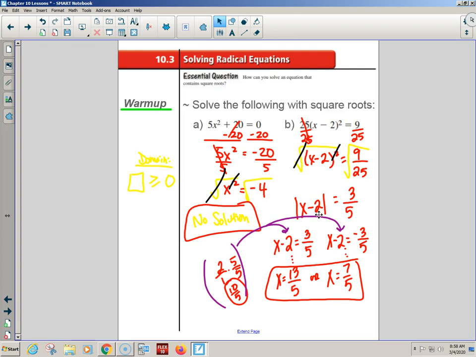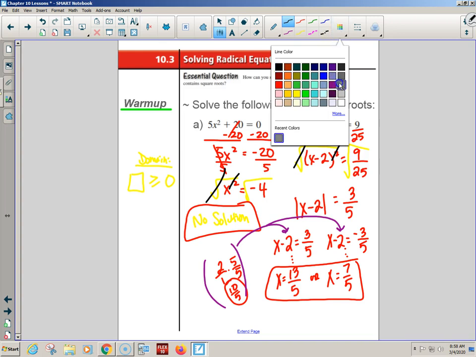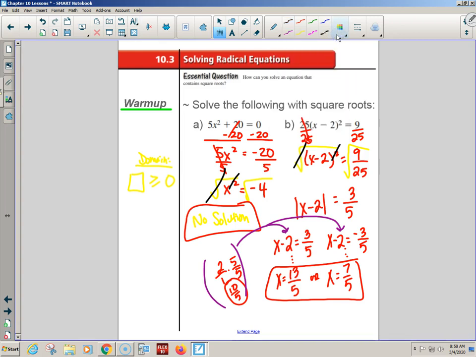Now, some of you, and I can tell from the people that came in after school yesterday, need to be doing things like drawing boxes for yourselves. It makes it so much easier sometimes, meaning, who's the squared guy in letter A? He's right there. So I needed to get him by himself. How do I do that? Subtract the 20, divide by 5, which is what we did.